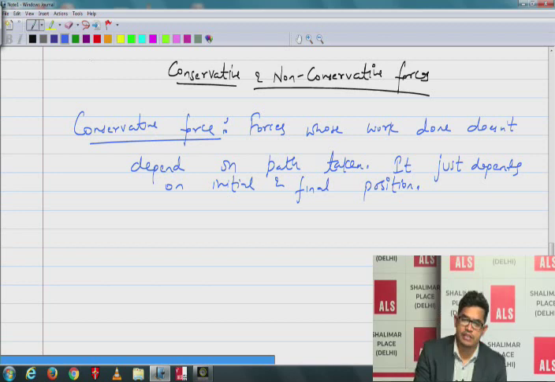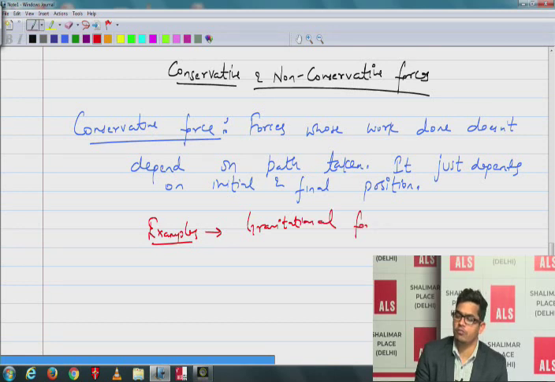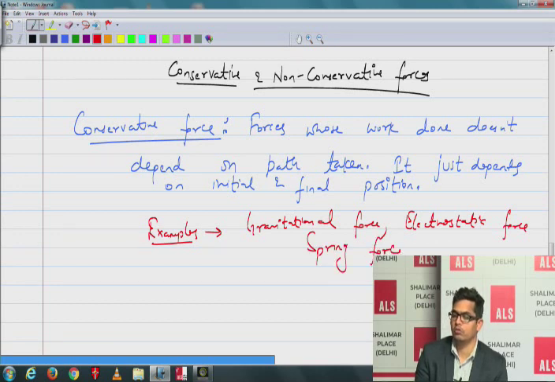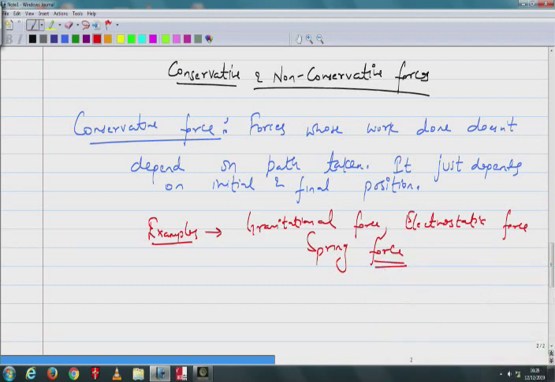Okay, examples are gravitational force, electrostatic force, and spring force. Forces whose work done does not depend on path taken are known as conservative forces. Got it?